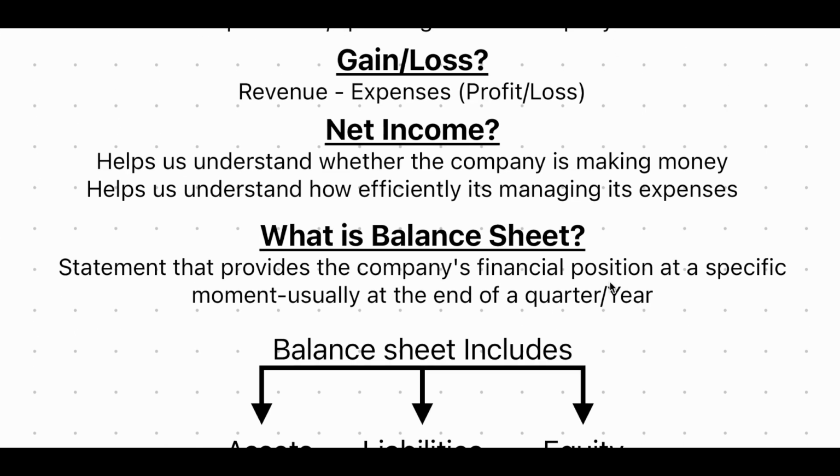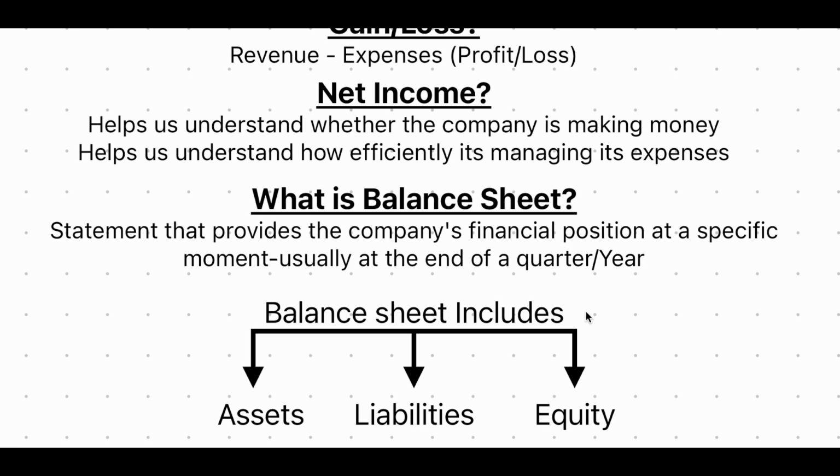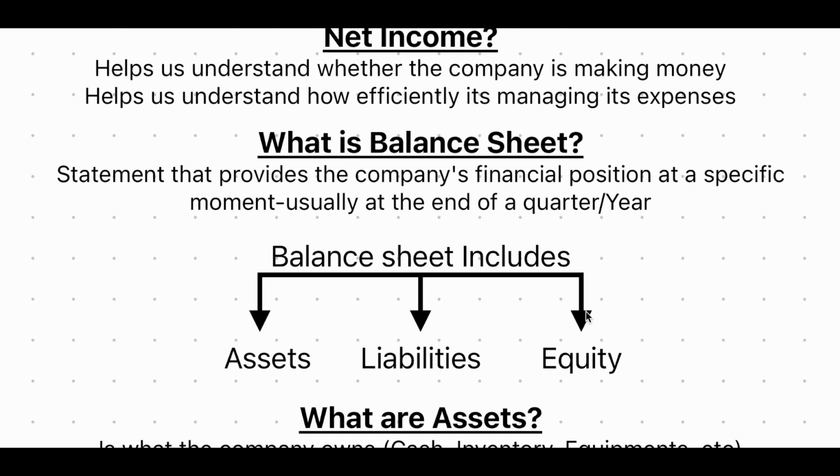Next, what is a balance sheet? So a balance sheet is a statement that provides the company's financial position at a specific moment, usually at the end of the year or of a quarter or a year. Now, what is balance sheet? Balance sheet includes assets, liabilities, and equity.